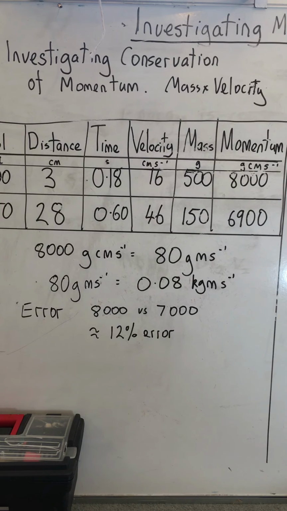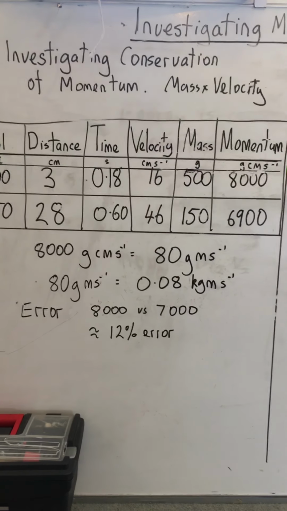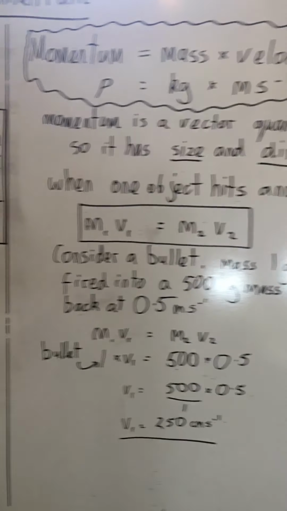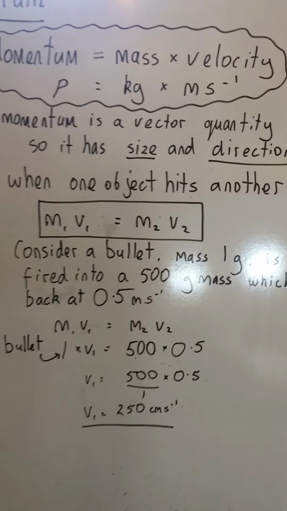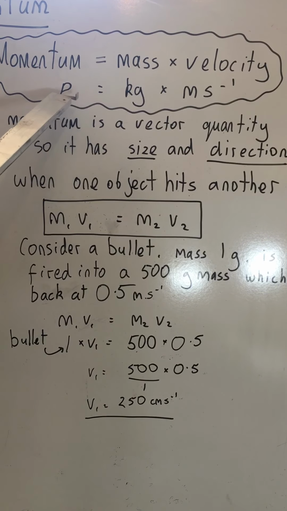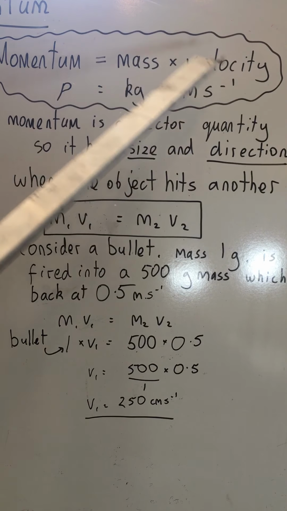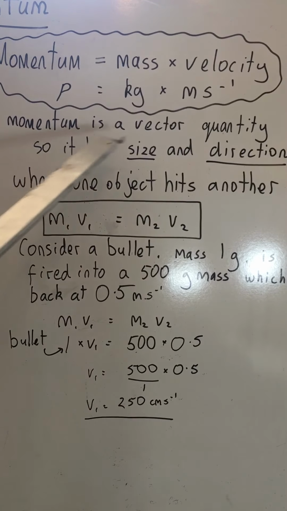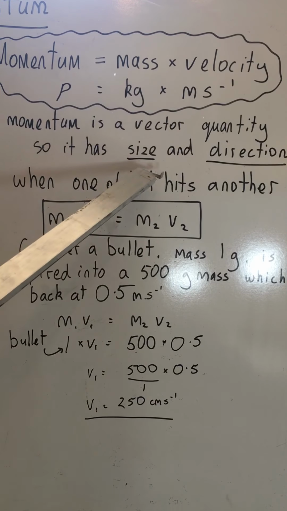So we move on then to the second stage of this. And if I can bring you over here, we now take the theory of this one step further. So again, momentum is mass times velocity. So here we have the symbol for momentum. It is the rho symbol, very similar to density. It's kilograms per metre per second. And again, this is a unit you'd have to work out in the exam if you were asked it. And momentum is a vector quantity, so it's got size and direction.